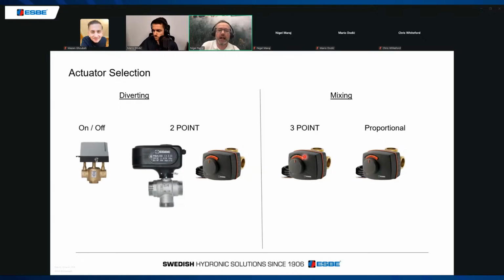So I thought it was a good idea just to give a basic overview of which actuators are suitable for which application, because that does confuse people. We get people on the phone saying, I've got a 3-port valve or a 3-point valve. It's just a distinction on the actuator.